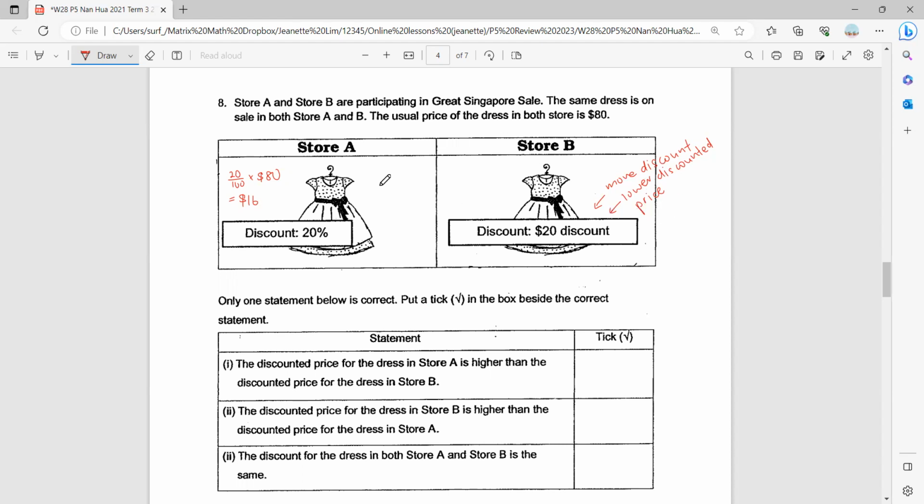Okay, so we know that store A has a higher discounted price than B. Discounted price for dress in A is higher. So yes, the first one. The other two wrong. So discounted price in A is higher. Means the amount that you need to pay for A is higher because the discount you get is less than B. Okay?